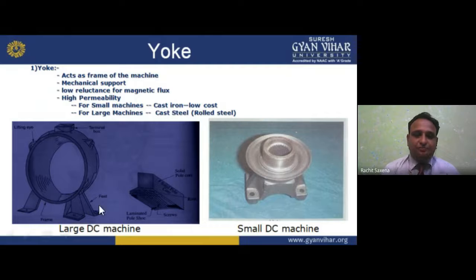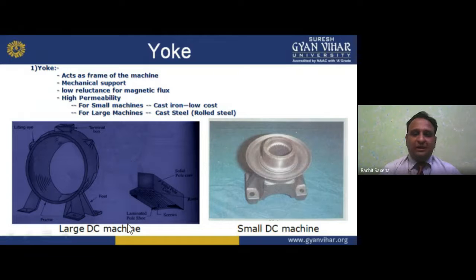Now see here. Here we have the lifting eye, where we can lift it with the help of a crane. A terminal box where we find the terminals for supply. We give supply or take supply from it. These are the feet I have already told you about, and this is the frame. Now it looks like this: solid pole core, which we place with the help of rivets. These are screws, because if we stick it with adhesive, it can be removed very easily. It can fall down when it rotates.